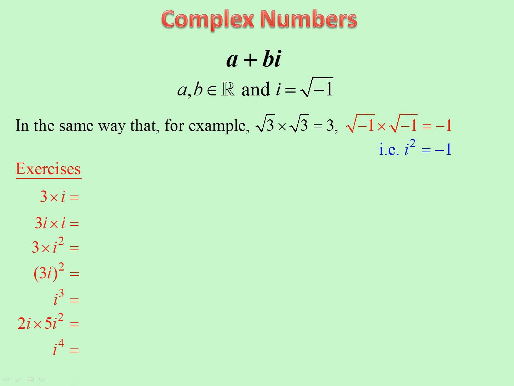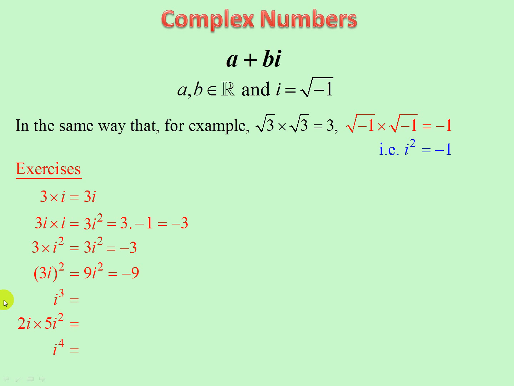Try these little exercises yourself, remembering that i behaves in the same way as any other variable. So as in 3 times x is 3x, we have 3i. 3x times x is 3x squared, so therefore we have 3i squared, but i squared we know is -1. This one's exactly the same as the previous one, really. 3i squared, -3. Here we need to square the 3 as well, so it's 9i squared. Gives you -9.